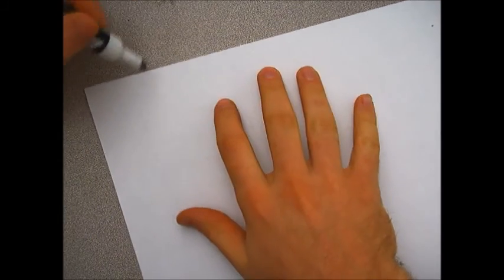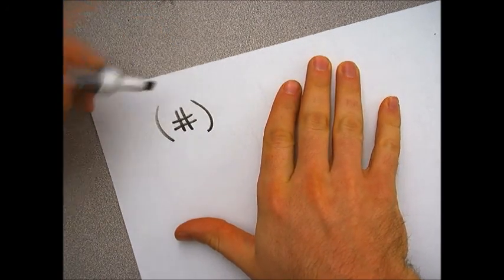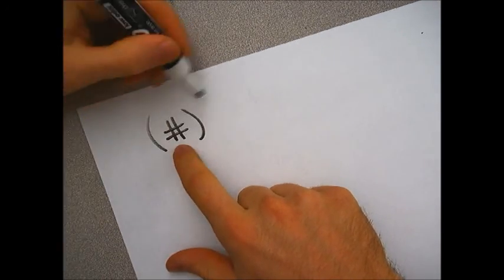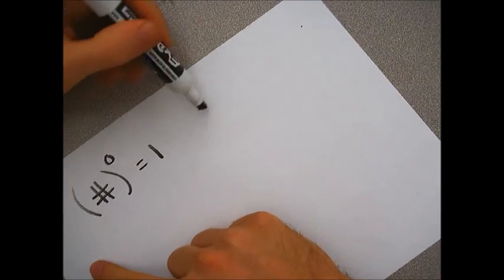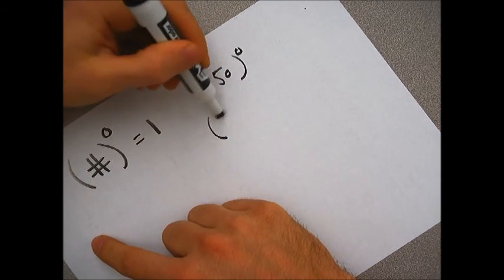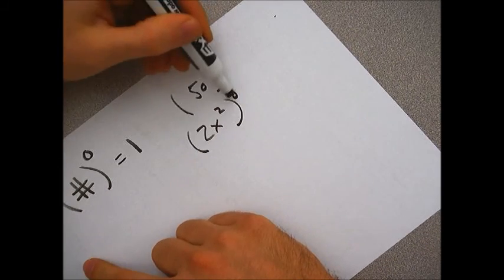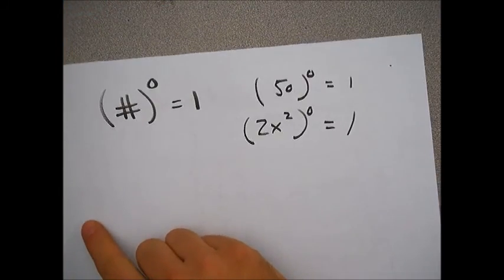Okay, so I want to discuss the 7 rules for exponents that we learned in section 5.1. The first one was any number, so we're just going to refer to this as any number. If we raise it to the 0 power, every time we get 1. Could be 50 to the 0 power, it could be 2x squared to the 0 power. Anytime you raise a quantity to the 0 power, you get 1.